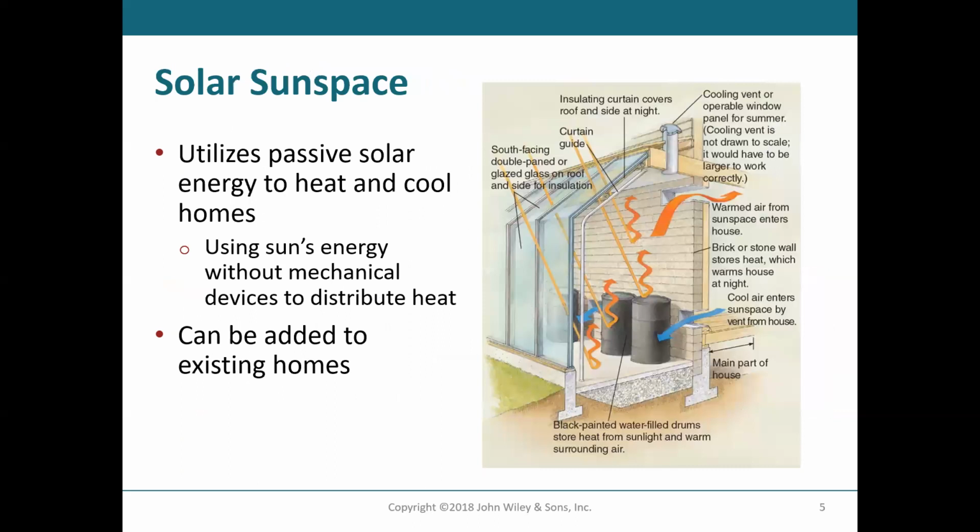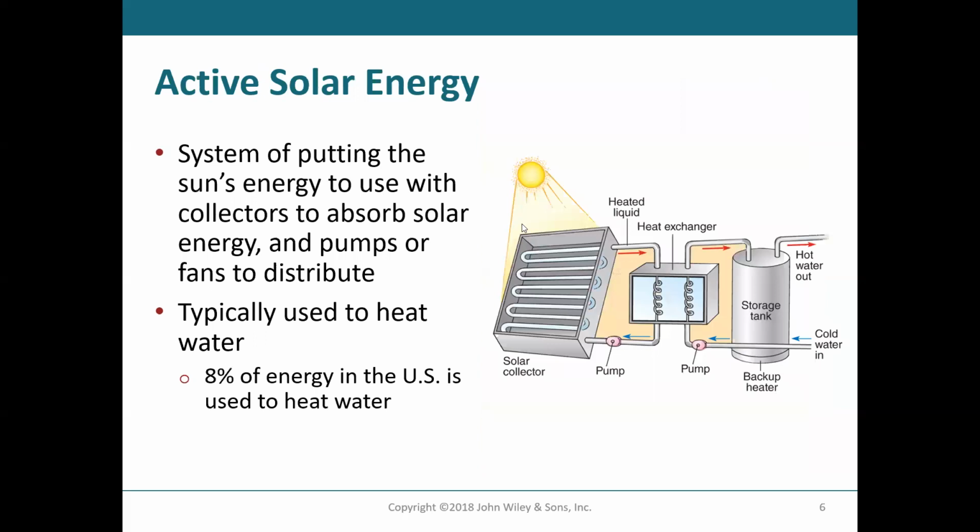In modern times, we have the solar sun space. It utilizes the solar energy to heat and cool homes through different types of pipes, insulated windows, etc. And it can be added to existing homes.